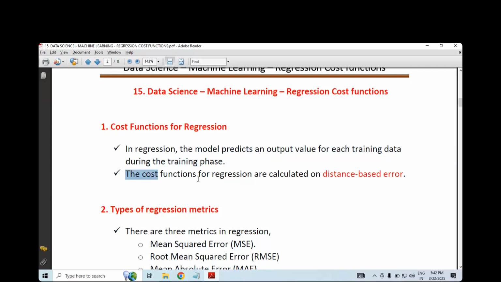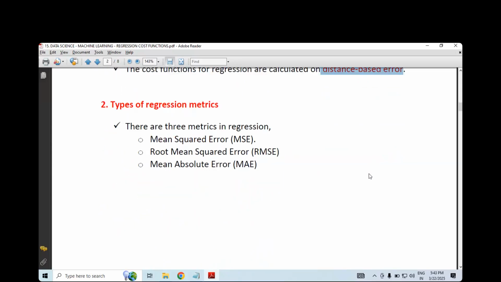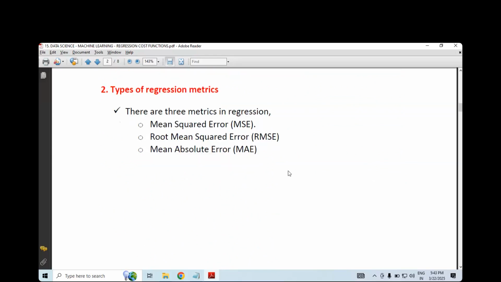The cost function for regression is calculated like a distance-based error. Go back to the R squared value. It will try to find the distance, whether the prediction value and actual value are near or very far. It will try to understand that. Make a note on this. Types of regression metrics. Whenever you're talking about regression metrics, we have MSE, mean squared error. The next one is root mean squared error. The next one is mean absolute error. These are the values we have.